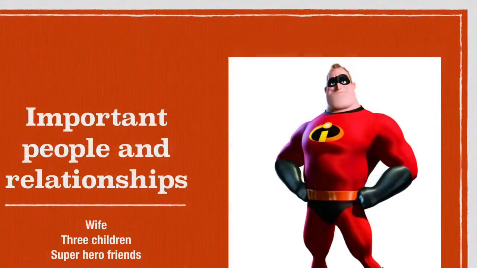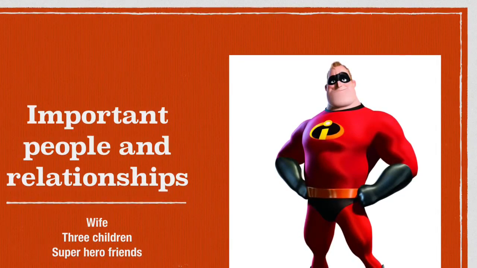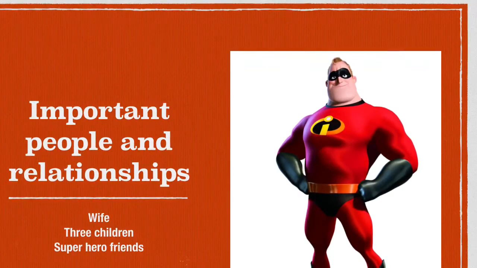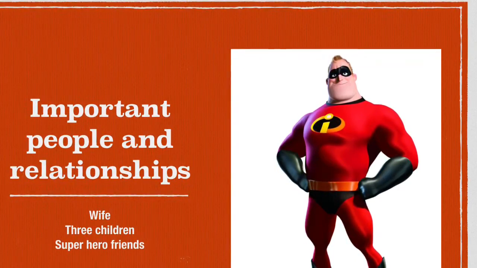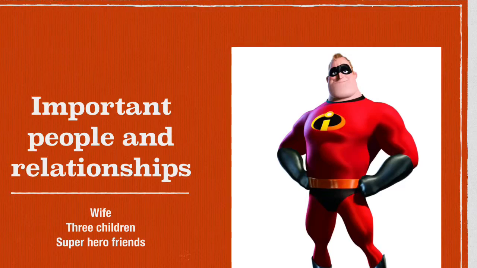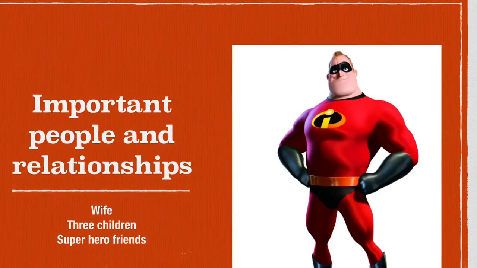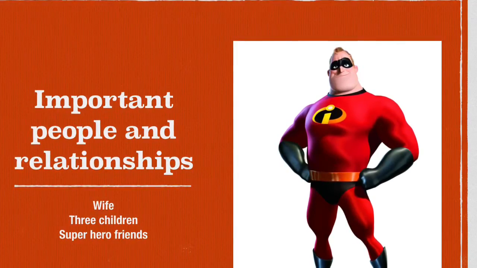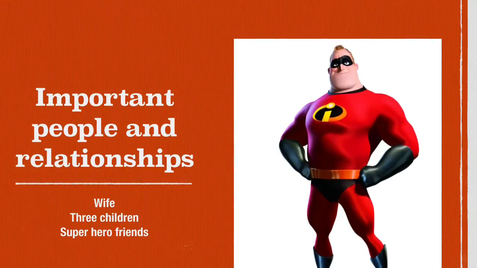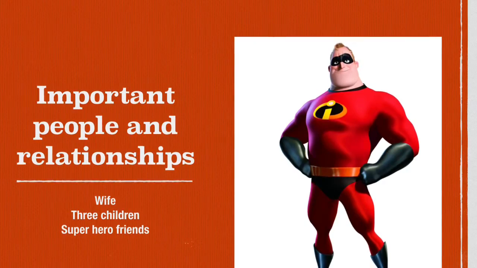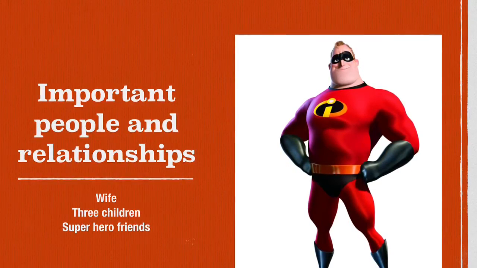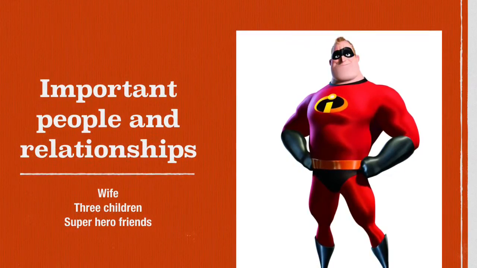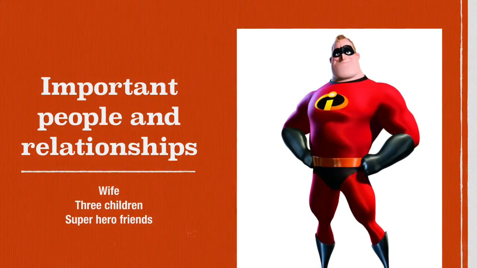Lastly, character sketches often include people or relationships that are important in the character's life. So let's look at Mr. Incredible. Well, Mr. Incredible has a wife, and he has 3 kids. So the character sketch would probably include the fact that he is married and has 3 kids. It also might talk about some of Mr. Incredible's superhero friends, maybe the ones that he's really close with. And they would just be very short mentions of those friends.